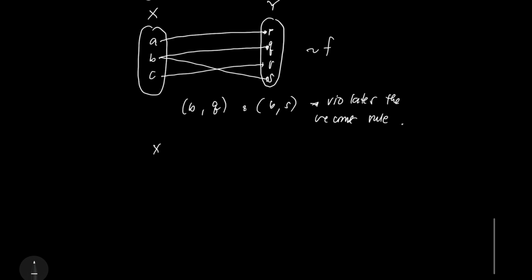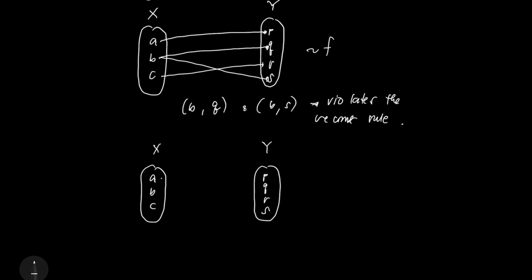How about this one? A, B, C, P, Q, R, S. A is associated to R. B is associated to P. Is this a function? That's right. Okay, this is not a function. Why? The element C here has no association. So it violates the first rule or the first characteristic.